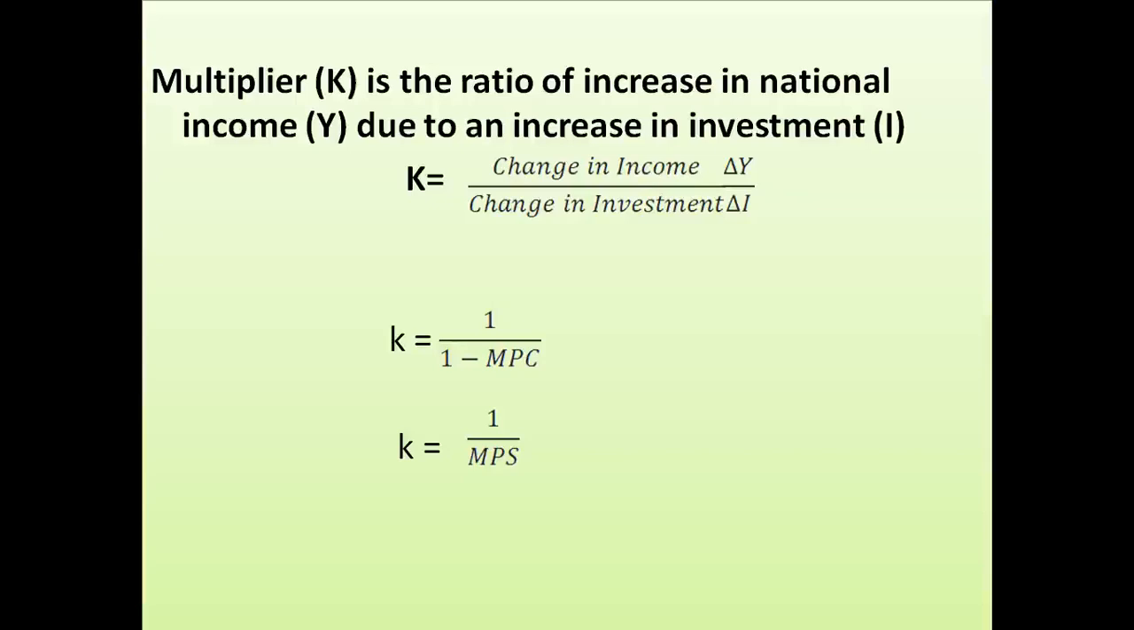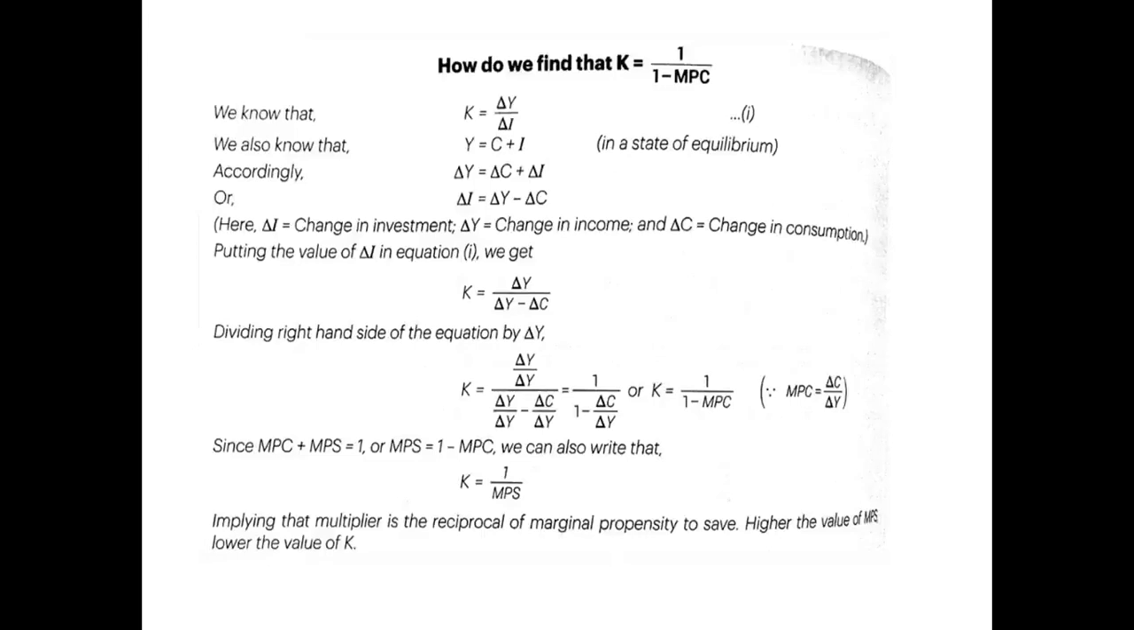Multiplier is the ratio of increase in national income due to increase in investment, change in Y upon change in I, or we can write it K is equal to 1 upon 1 minus MPC, or K is equal to 1 upon MPS. Yes, friends. How can we find out K is equal to 1 upon 1 minus MPC? Be careful. There is a need of practice to find out the formula.